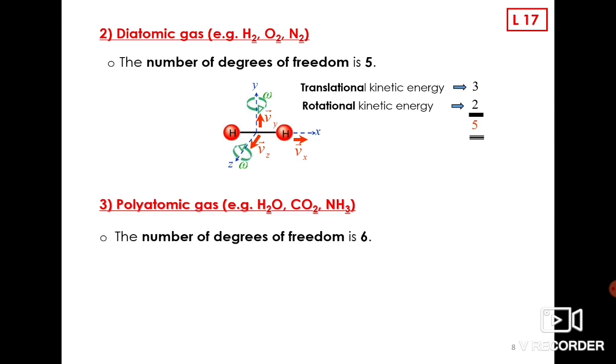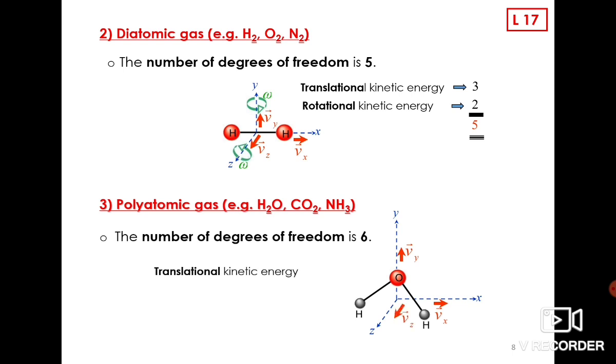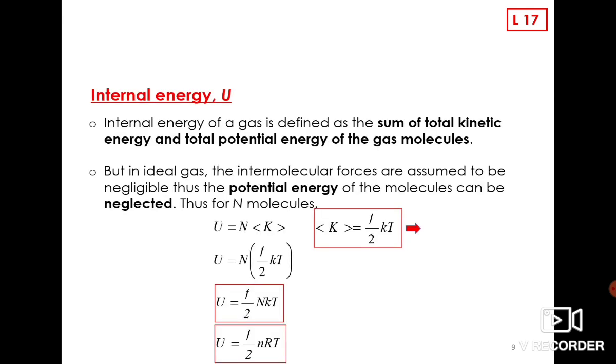Okay, polyatomic gases such as H2O, CO2 and NH3, the number of degrees of freedom is 6, where for translational kinetic energy the degree of freedom is 3, and for rotational kinetic energy the degree of freedom is 3 also. So the total number of degrees of freedom for polyatomic gases is 6.